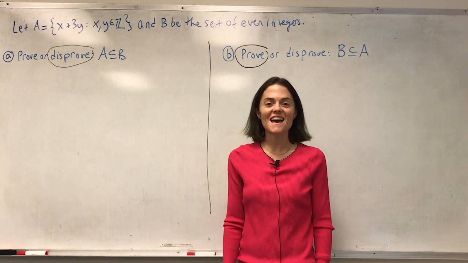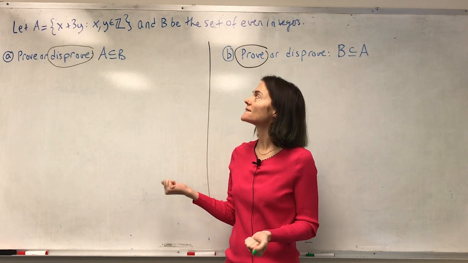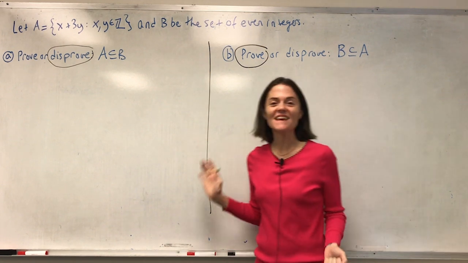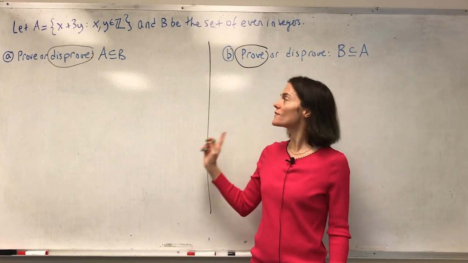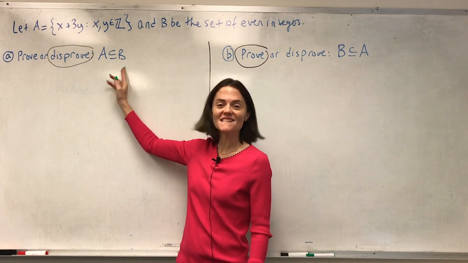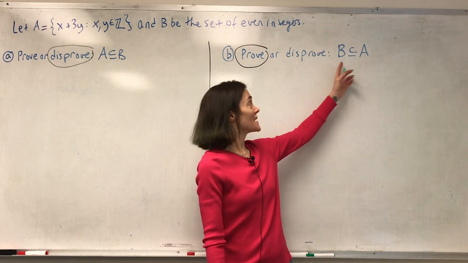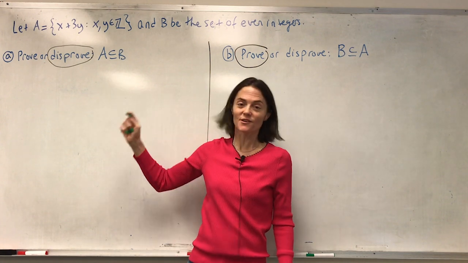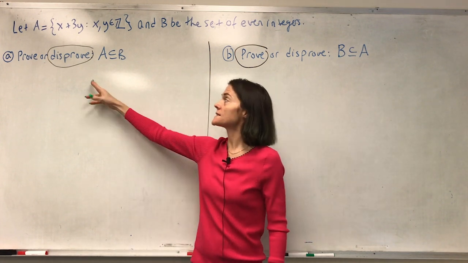A is the set of x plus 3y such that x and y are in Z. B is the set of even integers, and we want to prove or disprove two things. One is that A is a subset of B. The other is that B is a subset of A, although we know which one we're going to do because I circled it already. So this one is a disprove.